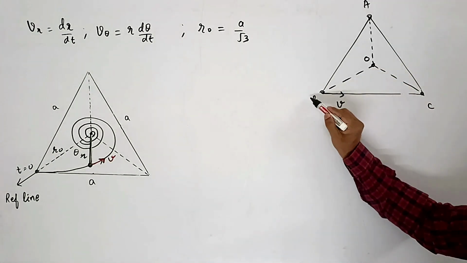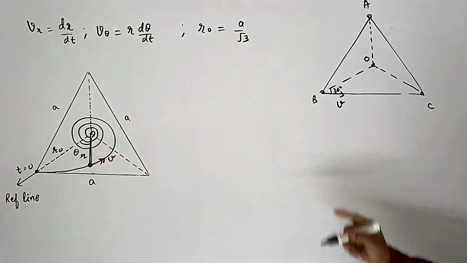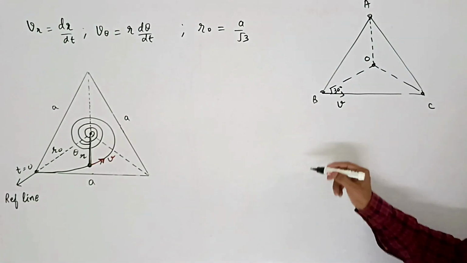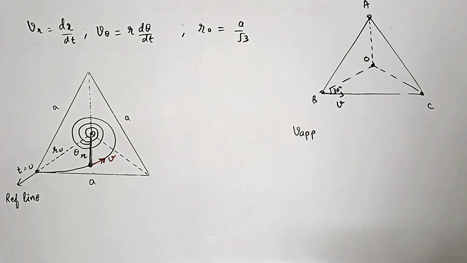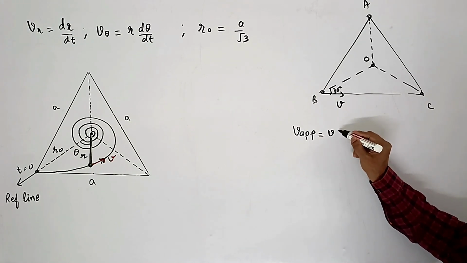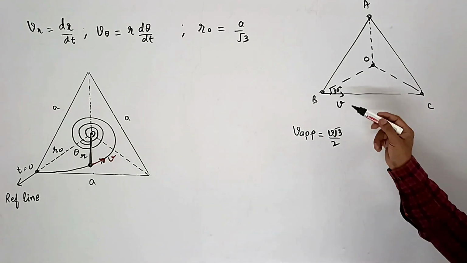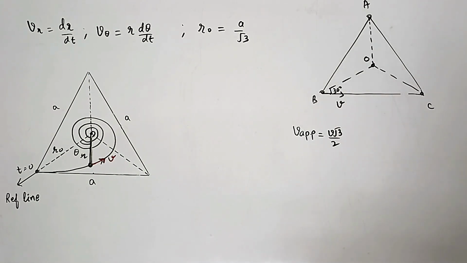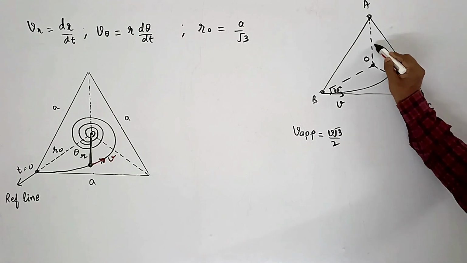The line joining OB makes an angle of 30 degrees with the velocity. So the velocity of approach between O and B is simply v cos 30, which means v root 3 by 2. And it has to collide, so obviously the velocity of approach has to be constant. At any future moment, suppose this particle goes here.